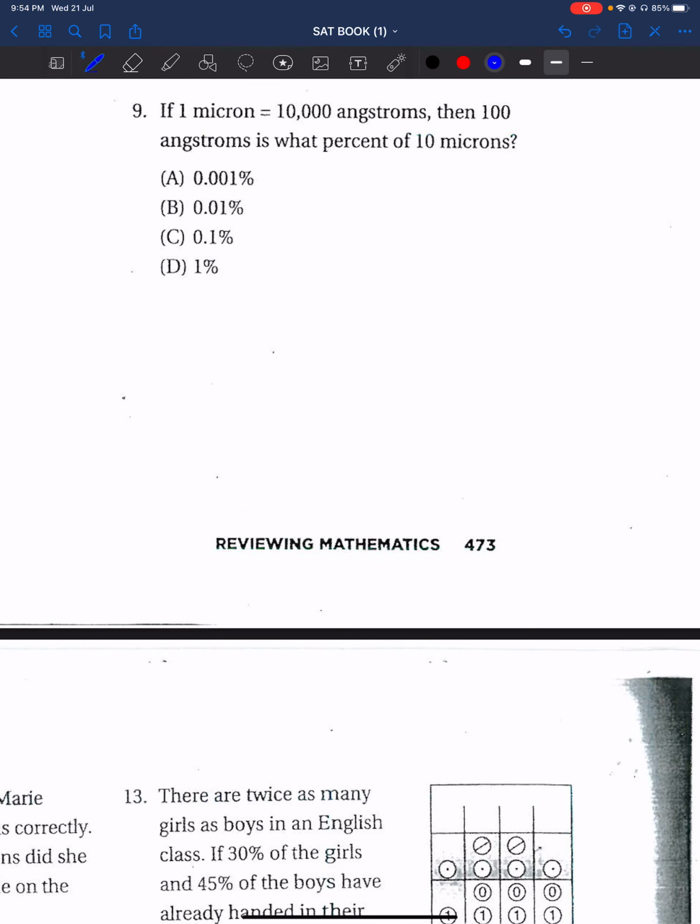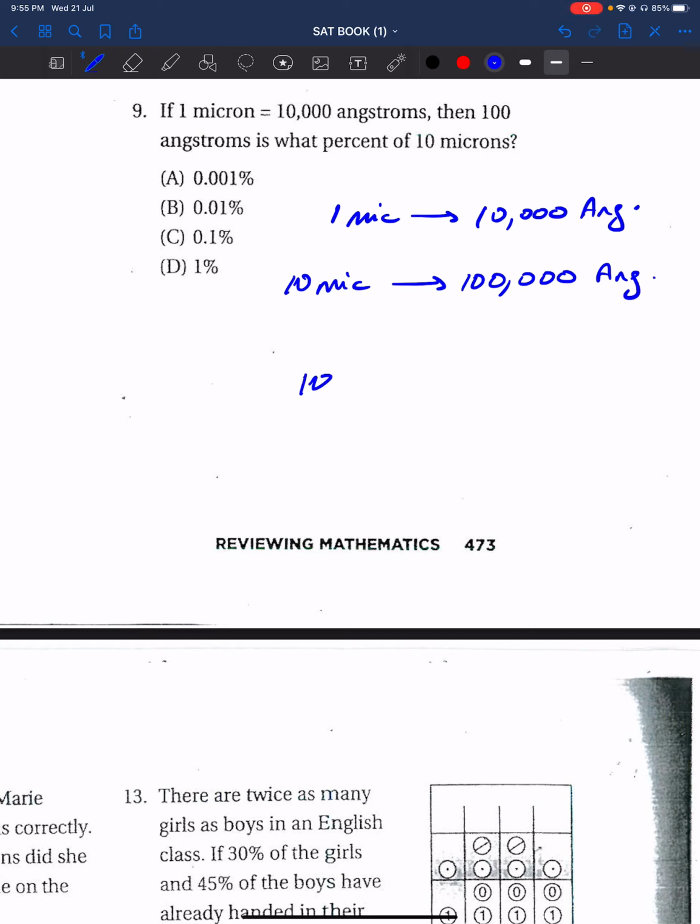So, next question is number 9. If 1 micron is 10,000 angstroms, then 100 angstroms is what percent of 10 microns? Now remember that 10 microns could be written as, if 1 micron is 10,000 angstroms, then 10 microns are 10 times 10,000 angstroms, which is 100,000 angstroms. Now, what is 100 angstroms as a percentage of 100,000 angstroms?